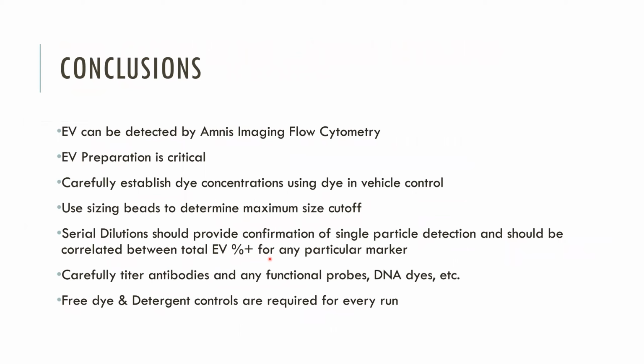The conclusions here are that we can see the EV exosomes by AMNIS imaging flow cytometry. The prep of the EVs is critical. I have shown you very nice looking EV preps that are clean and easy to gate, easy to tell what an EV should be. I've also shown you that ascites prep, which was quite a lot messier. I've seen many preps that were not easy or possible to analyze in a way that I was comfortable with.